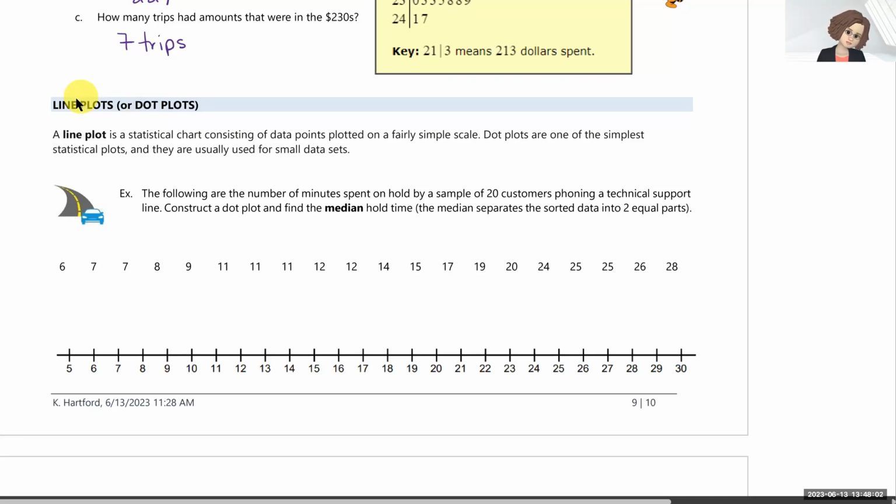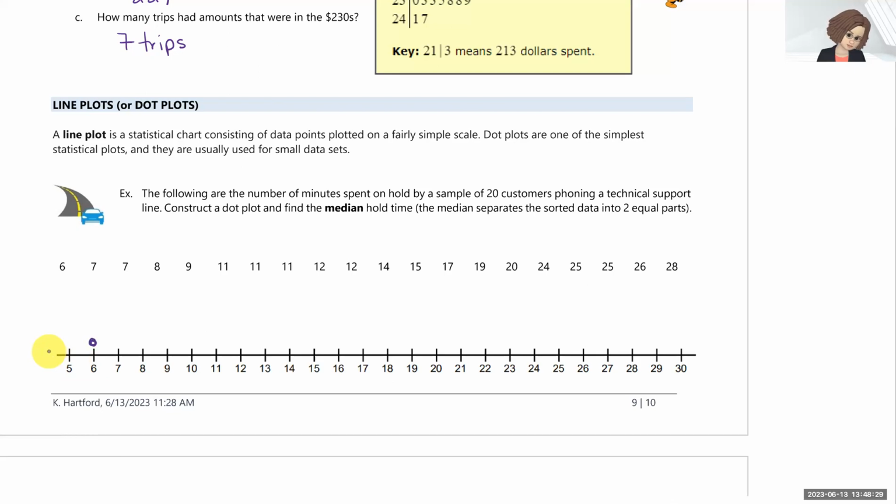And let me just go to the example here. So these are the number of minutes spent on hold for a sample of 20 customers phoning a technical support line. And I've gone ahead and put the numbers in ascending order for us just to make it easier to draw our graph. So we'll start with this first person on hold for 6 minutes. So we just go to 6, and then above the 6, we draw a dot.